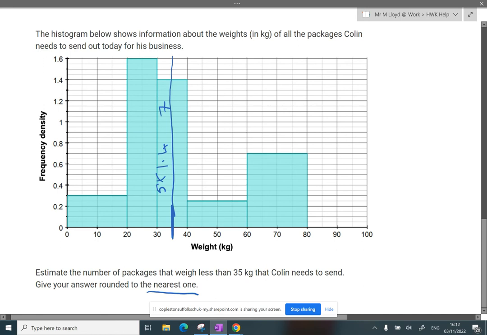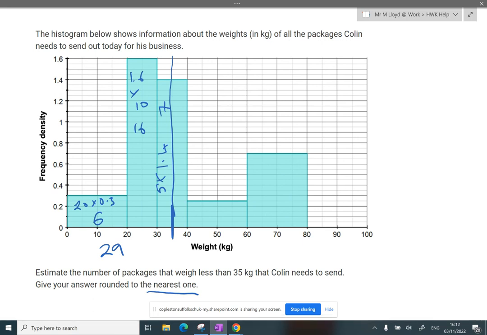Okay, our next bit. 1.6 times by 10 is 16. 20 times by 0.3 is 6. So 16 plus 6 plus 7 is 29. I'm just going to double check everything. Yes, I've done 5. That's times by 1.4. The numbers have worked out quite nice. I don't have a decimal. Give your answer rounded to the nearest one. It implies that this could be a decimal, but sometimes these questions are randomized and therefore they just cover themselves by making sure that that instruction is clear.